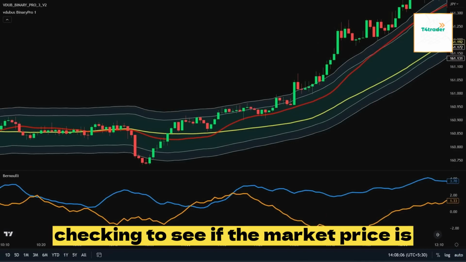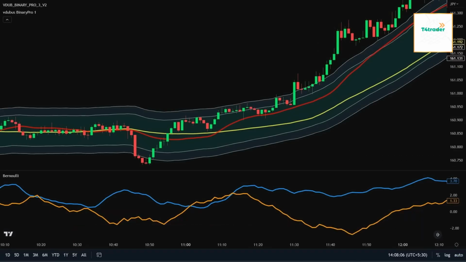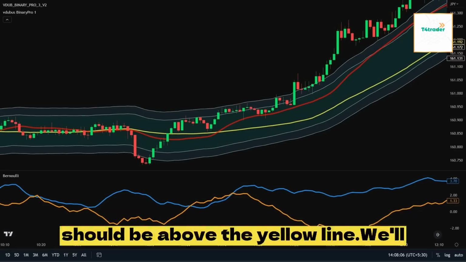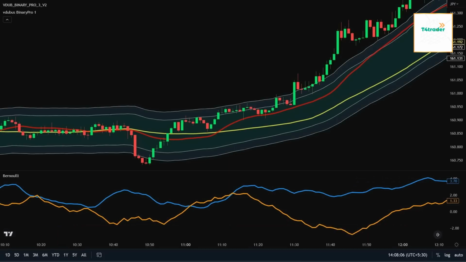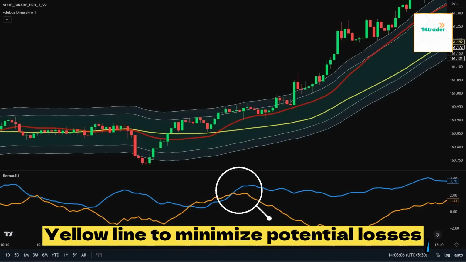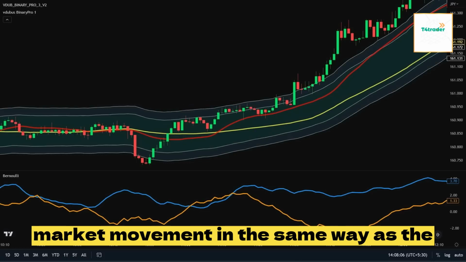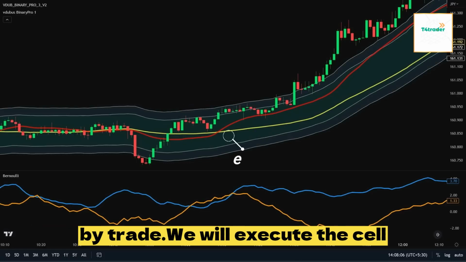Next, we'll be checking to see if the market price is above the red-yellow line. If we're looking for a long trade, the red line should be above the yellow line. We'll then execute our trade when the market price closes above the red line. It's important to set a stop loss at the yellow line to minimize potential losses and to have a profit target based on market movement in the same way as the buy trade.